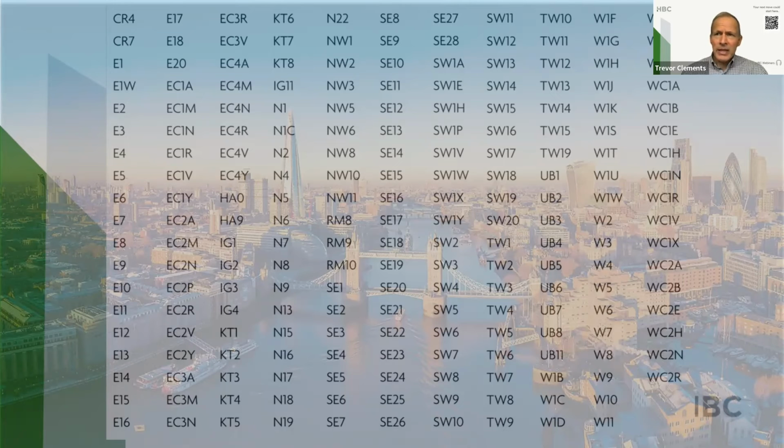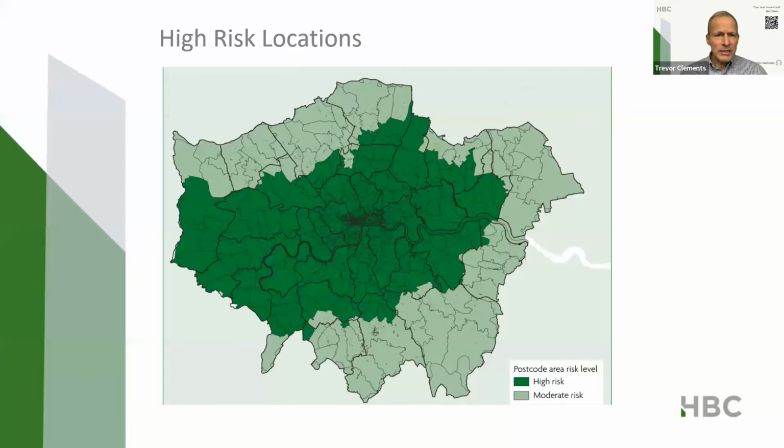So there we are. That's it on postcode, and that's it on a map. Dark green area is for high risk. So the outer London boroughs, some of them are just moderate risk. And nowhere in the country is low risk, apparently. So that keeps it simple, doesn't it?